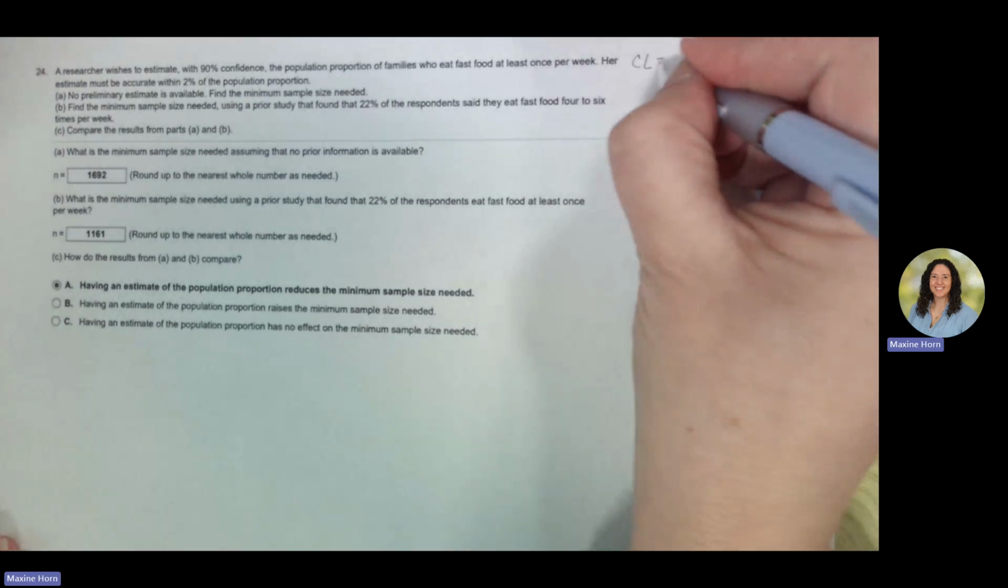All right. And last problem, last but not least, a researcher wishes to estimate with 90% confidence. That's our confidence level, 0.9 or 0.90, the population proportion of families who eat fast food at least once per week. Her estimate must be accurate within 2% of the population proportion. So our margin of error is 2%, 0.02. For A, no preliminary estimate is available. Find the minimum sample size needed.